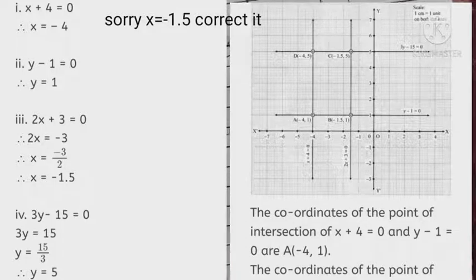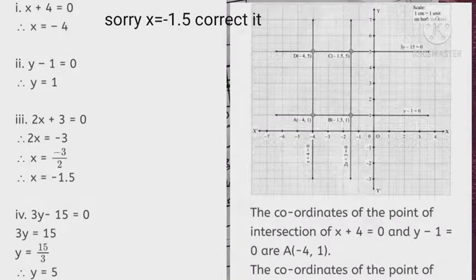So see here, equation number 2 is y minus 1 equal to 0. That means y is equal to 1. Okay. Again, a y equal to a constant type of equation is parallel to the x-axis. So see, y equal to 1 lies here. So draw a line parallel to the x-axis passing through this point. This is nothing but the equation y equal to 1.